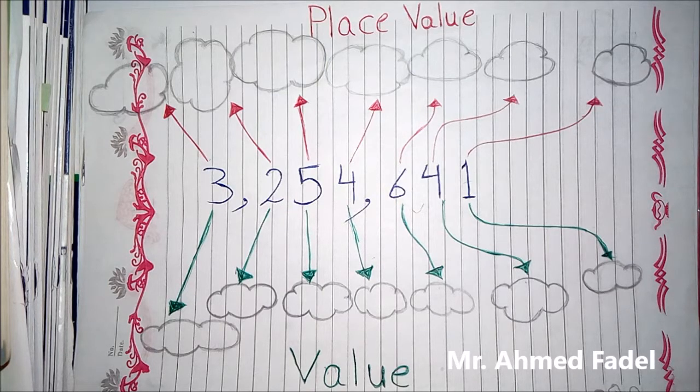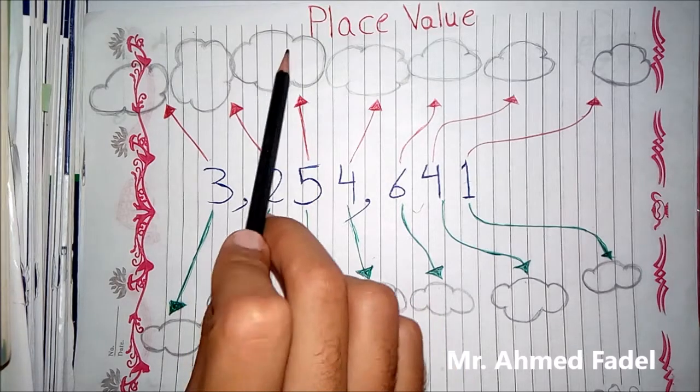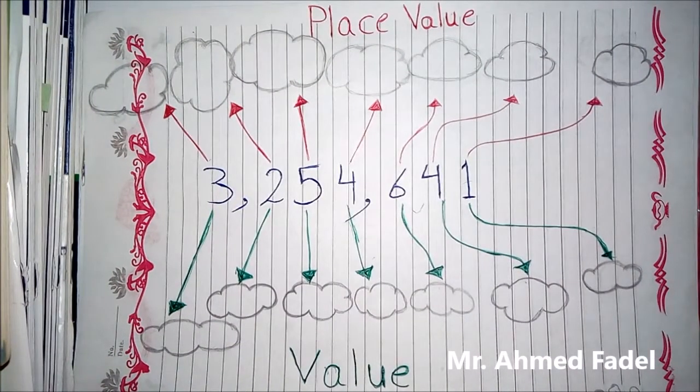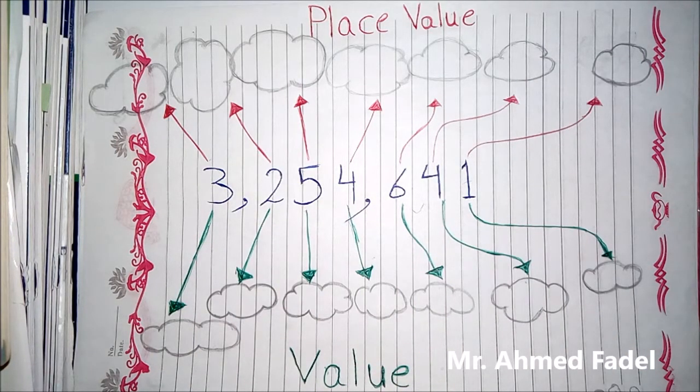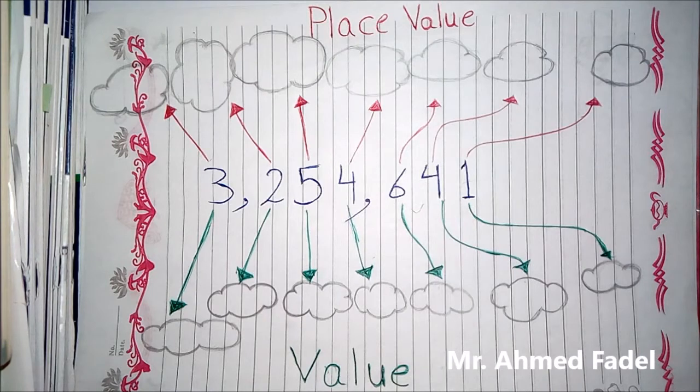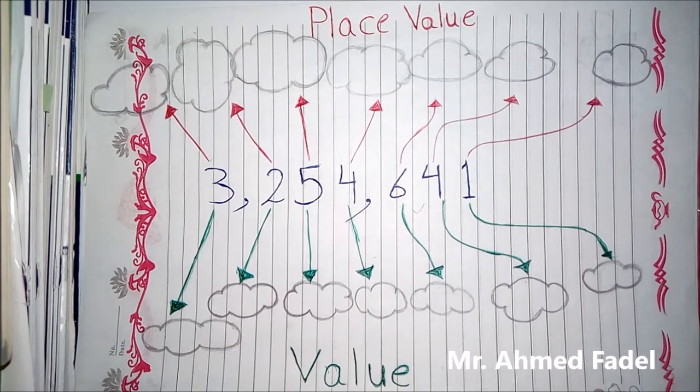All right, I hear some of you saying it's 3,254,641. Very good. If you got this number, yes, it is right. But in this video, we're going to talk about two different things, place value and value. And there is a difference between place value and value. If we ask about the place value of the first digit that we have here, which is the 1, what would the answer be?